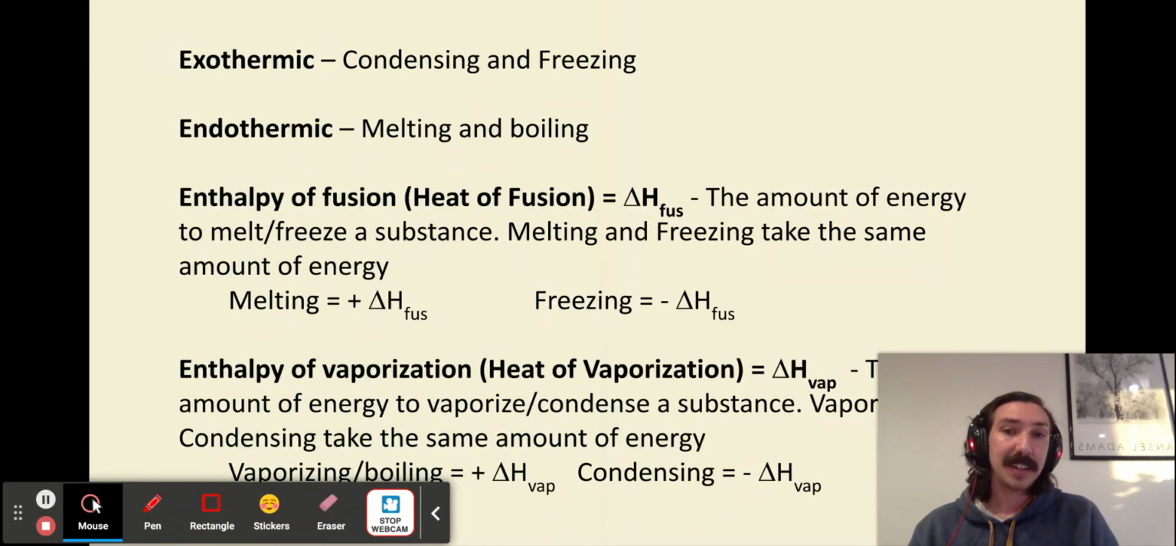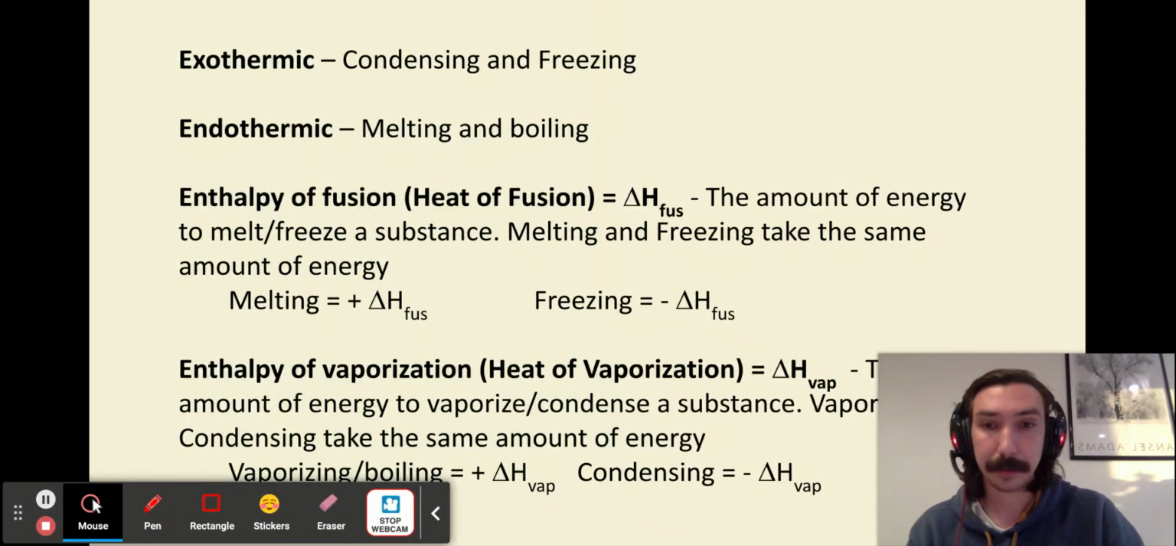Enthalpy of vaporization is very similar to the enthalpy of fusion, except it's the amount of energy to vaporize or condense a substance. And here, boiling would be endothermic, so it would be taking energy. Condensing is exothermic, so it'll be negative. And I think I may have said that backwards up top too. So melting is endothermic. It is absorbing energy, so it's positive. Freezing is exothermic. It is releasing energy, so it is negative.